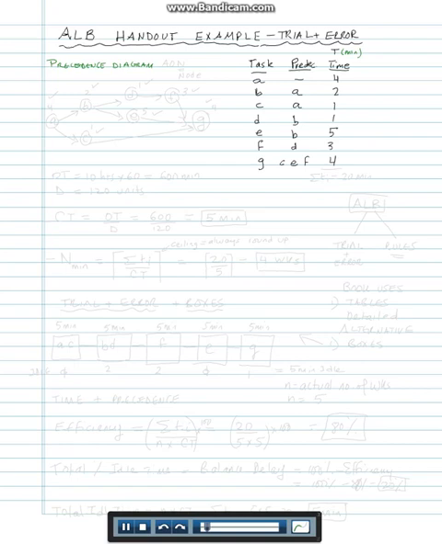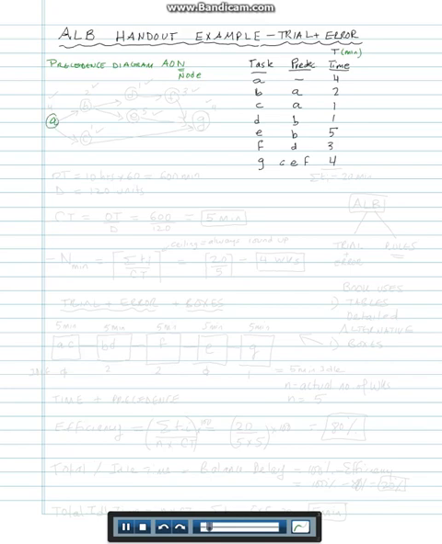So we start with the tasks that don't have predecessors. Task A doesn't have a predecessor. We are drawing an activity on node diagram, so the activity is going to be on the node. We start with A because it doesn't have any predecessor.